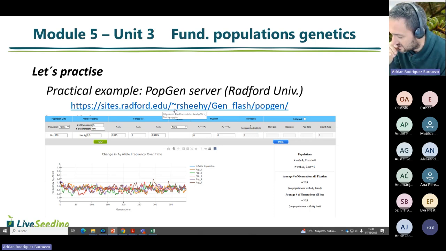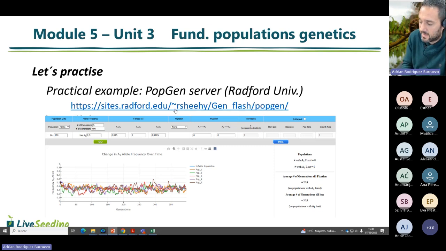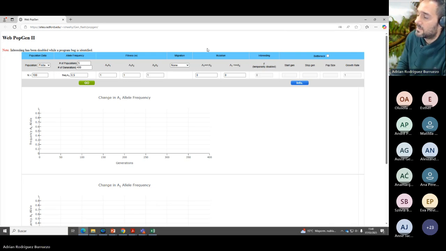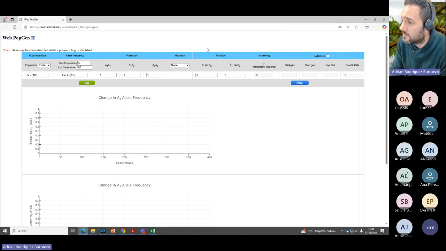I will use this server now to go into more detail about the evolutionary forces, just to show how they provoke changes in the structure of populations. But then it will be time later for you to practice. But please let me practice by myself how this works. It is very simple. There are many, but for me, this is probably one of the easiest online simulators of genetic populations to understand. It is very simple.